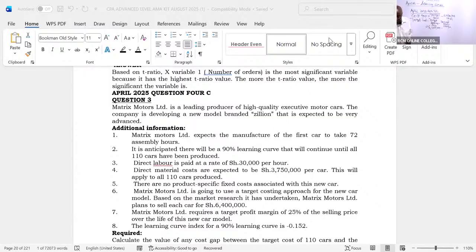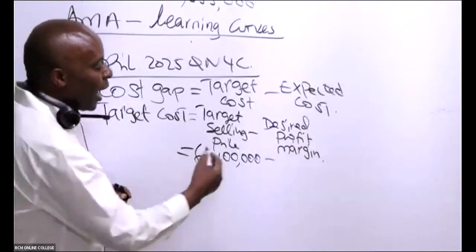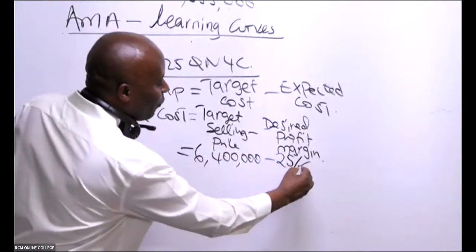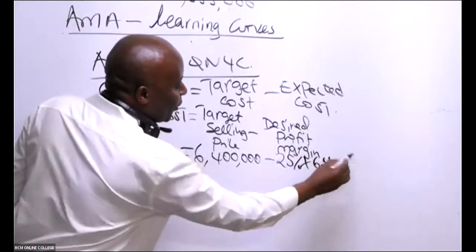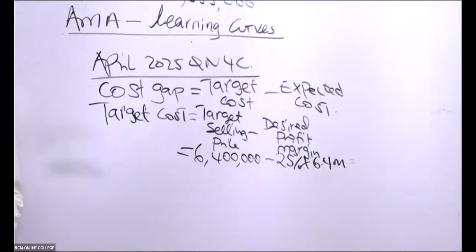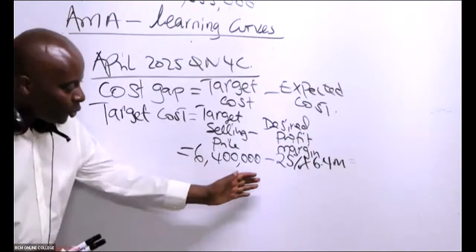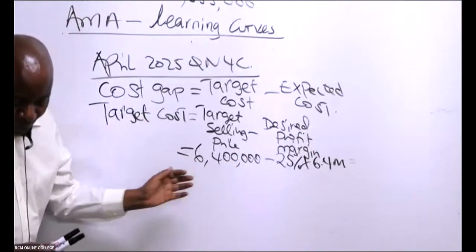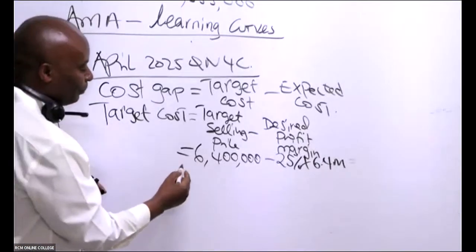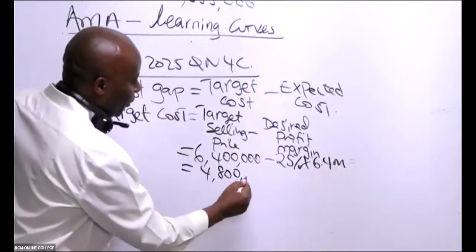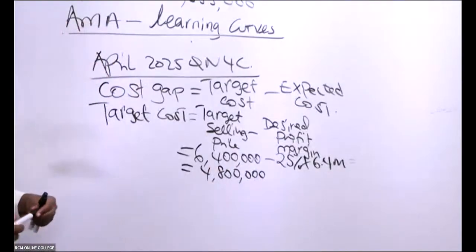So I know that my profit margin is 25% of my selling price. So I should be able to get the target cost. 25% of 6.4 million gives me 1.6 million. That will be the profit margin, which I want to deduct from 6.4 million. So are we able to get, in this case here, 4.8 million? Yes, 4.8 million.